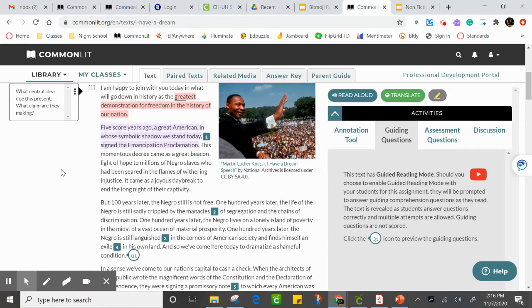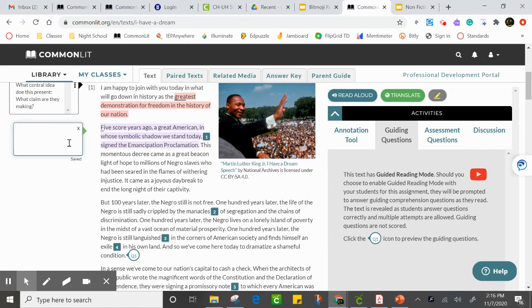And if you know anything about the I Have a Dream speech, you know that this speech was given in support of civil rights. So clearly there's a tie in there. So we can then go ahead and add an annotation here in which we would be explaining how this allusion is used to support the claim that this is the greatest demonstration for freedom in our history.